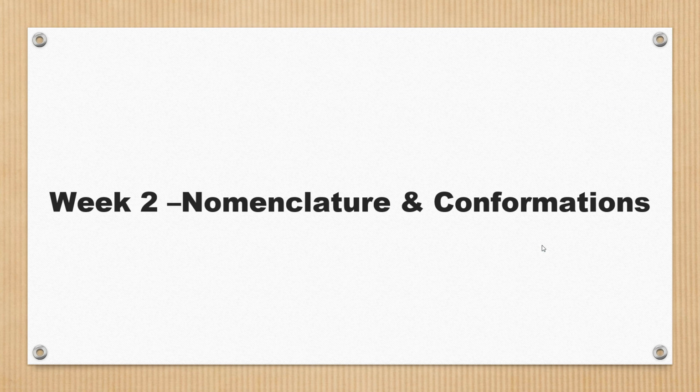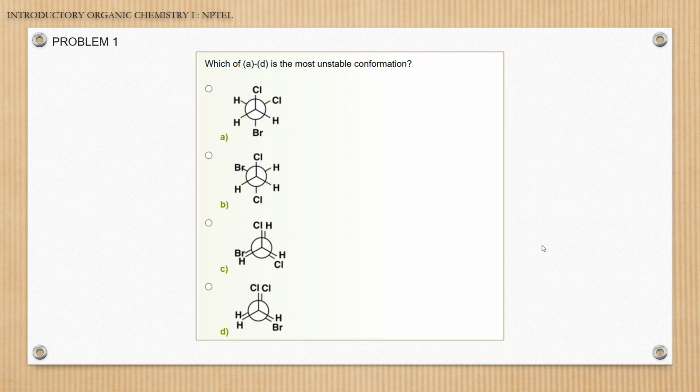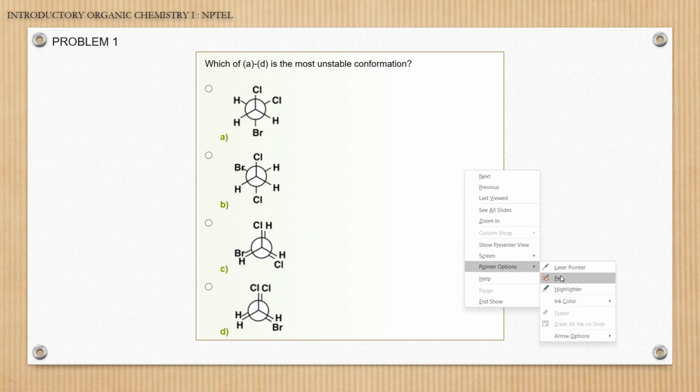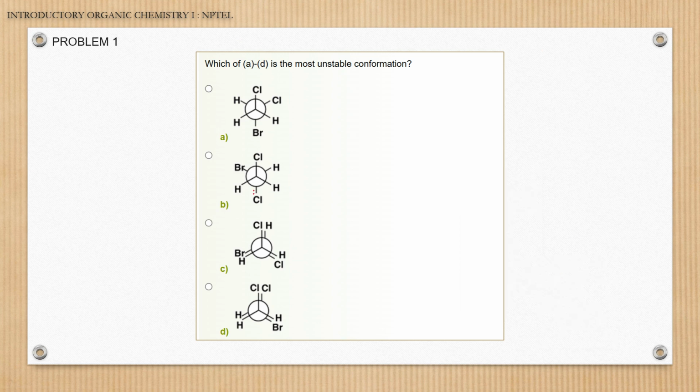Coming to problem number 1, here they are asking which of A to D is the most unstable conformation. In the first part you can see there are two types of conformations: first is the staggered conformation and second is the eclipsed conformation. The staggered conformation, as you can see, is this kind of conformation when you draw the Newman projection, and the eclipsed conformation in the Newman projection is this, right?